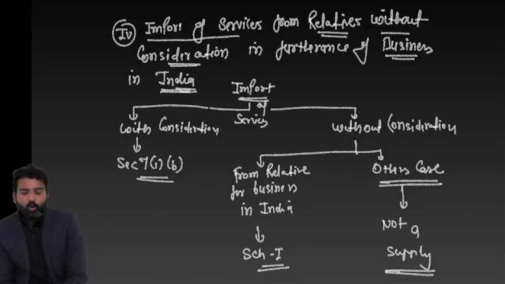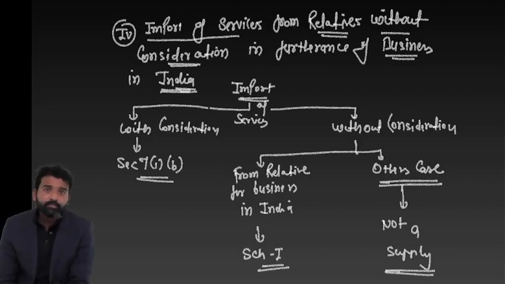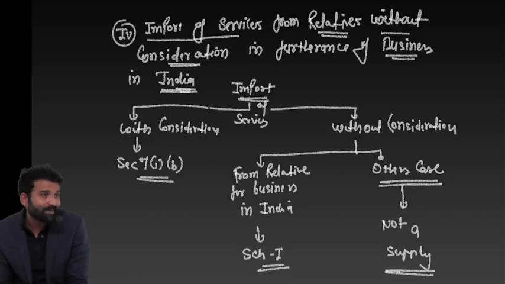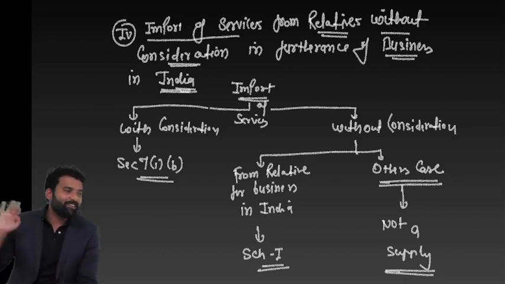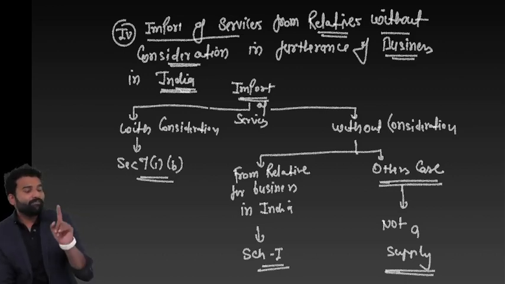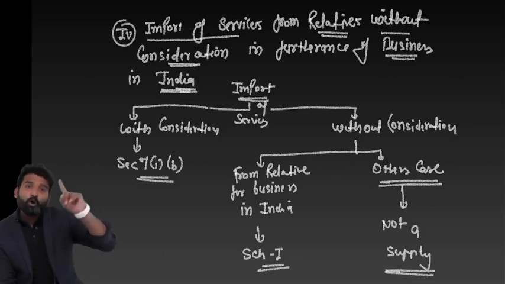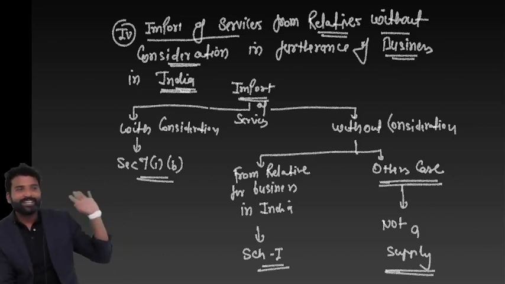Nice. Next, the fourth transaction. This is again very important. It is about import of service. But listen, import of service from a relative without consideration in furtherance of business in India. This is completely different from 7.1b. What 7.1b says is import of service for consideration, with or without furtherance of business.